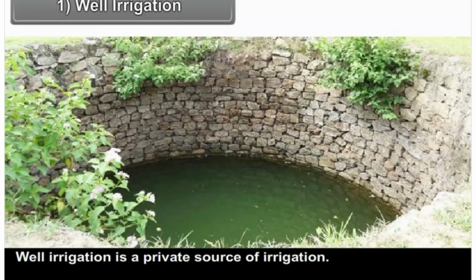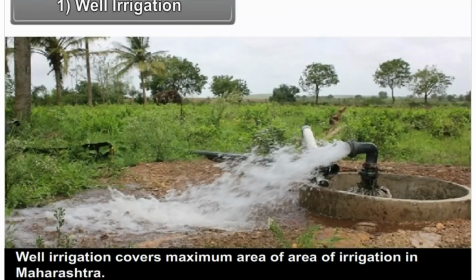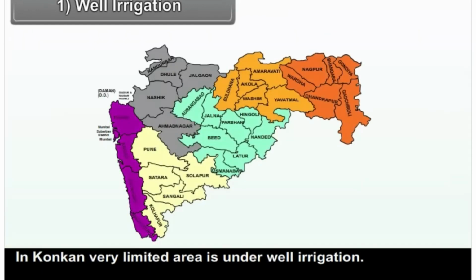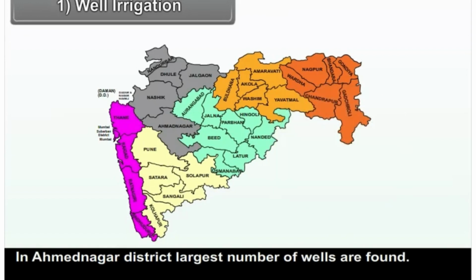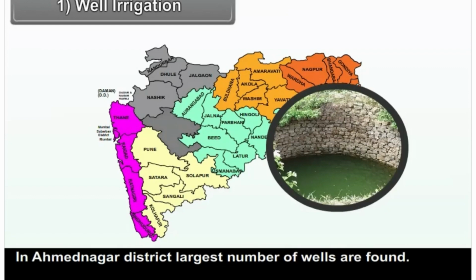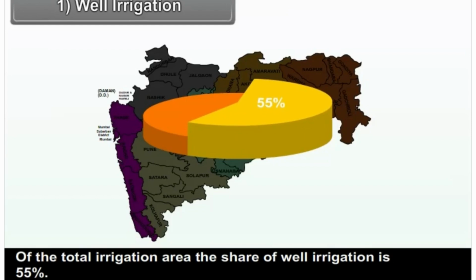Number 1, well irrigation. Well irrigation is a private source of irrigation. Well irrigation covers maximum area of irrigation in Maharashtra. In Konkan, very limited area is under well irrigation. In Ahmednagar district, the largest number of wells are found. Of the total irrigated area, the share of well irrigation is 55%.